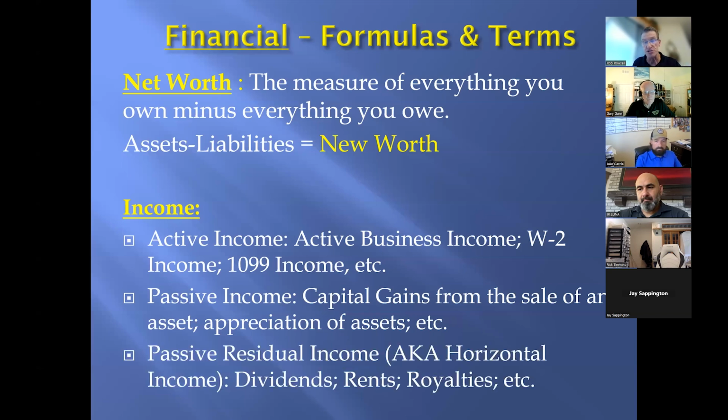And then passive residual, we also call that horizontal income, where my W-2 income, my active income, is vertical. And then my passive income, that is what we call mailbox money that comes in over and over and over again. We call that horizontal income. Horizontal income can be from dividends, from rents, from royalties, etc.